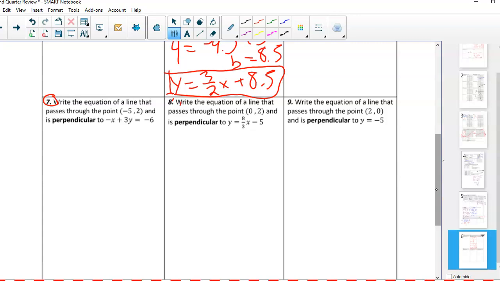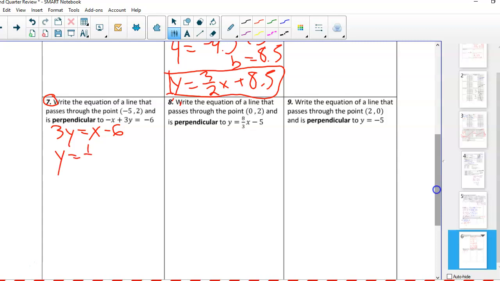All right, let's do this last one. Same thing, except now we are looking for a line that is perpendicular. So we need to solve this first by doing what? Adding x on both sides. And then dividing each piece by 3.